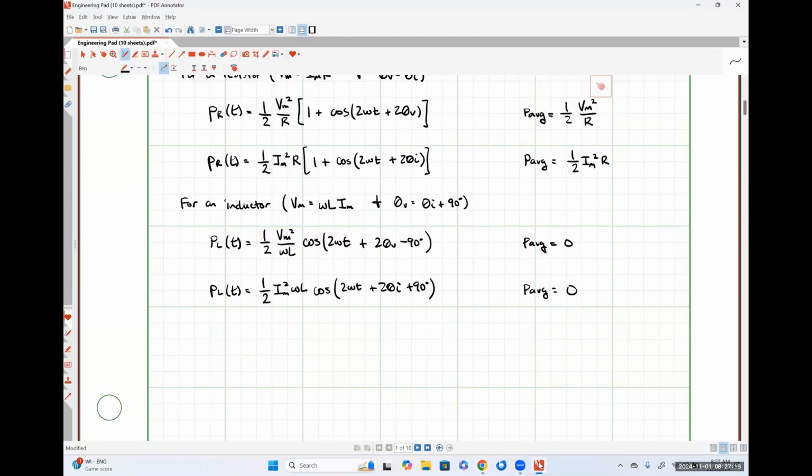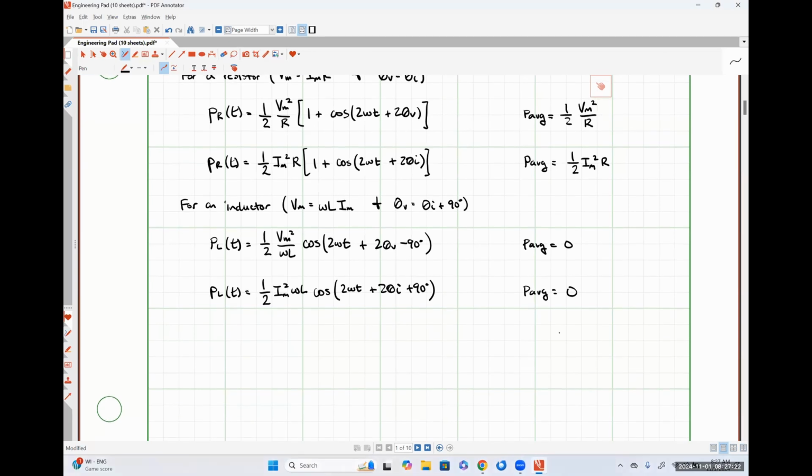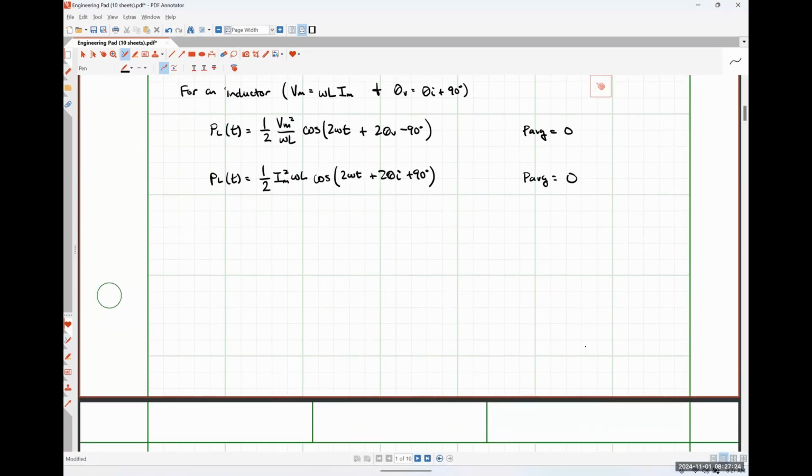Okay, so lastly here, we have our relationships for a capacitor. So in a capacitor, we know that the magnitude of our current is omega C times the magnitude of our voltage. And we know that theta I is equal to theta V plus 90 degrees. So our current is always leading our voltage by exactly 90 degrees in this case.